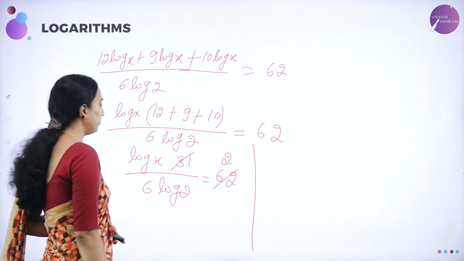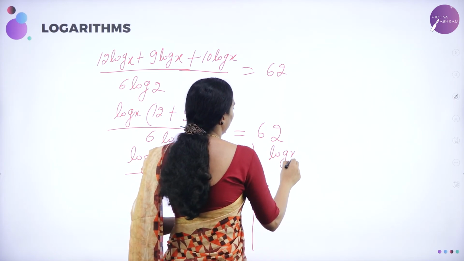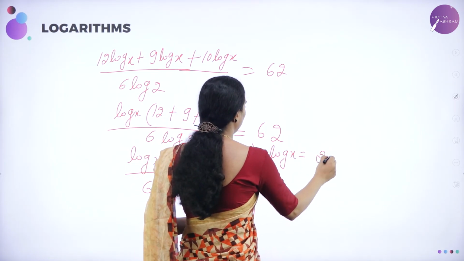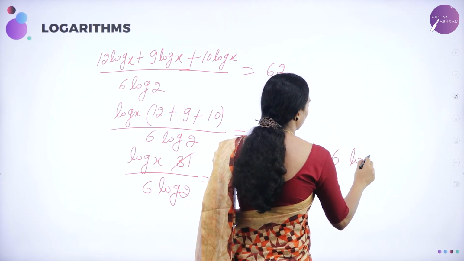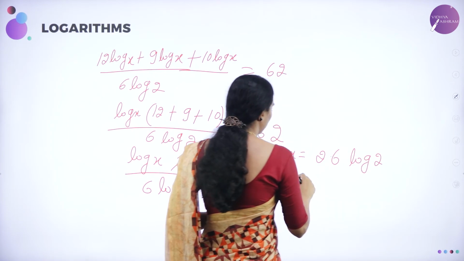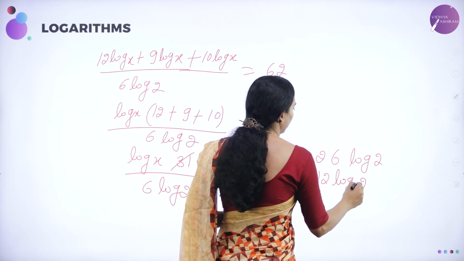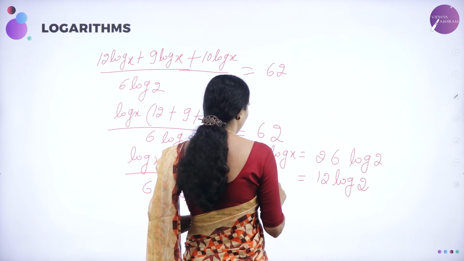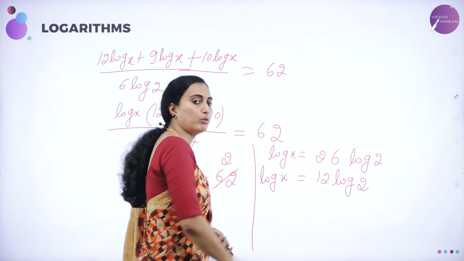So 31 ones are 31, 31 twos are 62. You can cross multiply this. You are going to have log x equal to 2 into 6 into log 2. So 6 twos are 12 log 2. Correct? The answer will be log x is equal to 12 log 2.